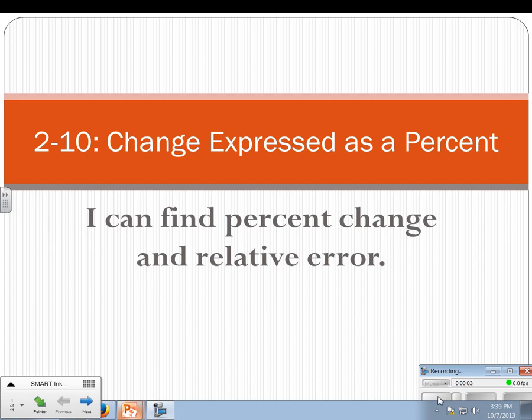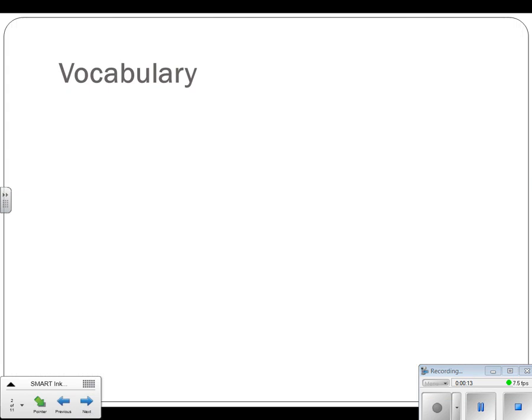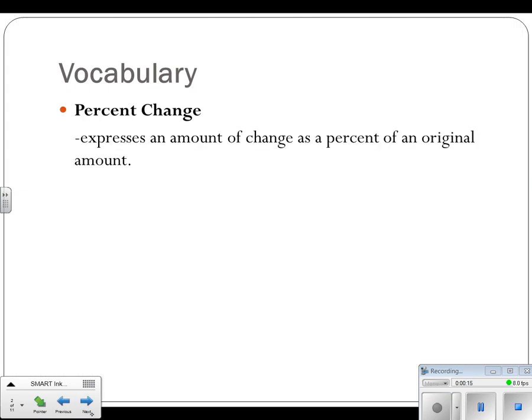In this video 210 we will be looking at change expressed as a percent. You should be able to say, I can find percent change and relative error. Percent change expresses an amount of change as a percent of an original amount.